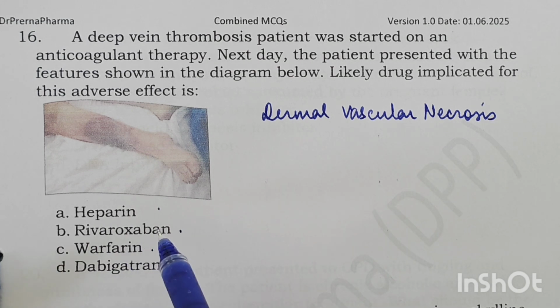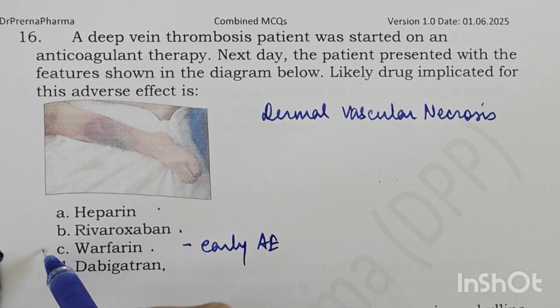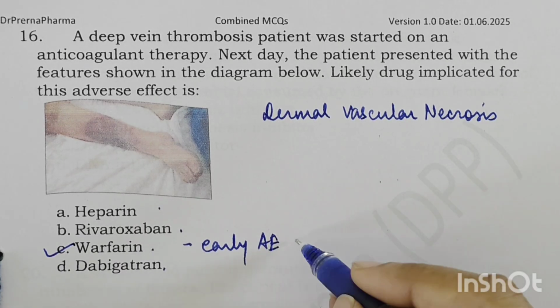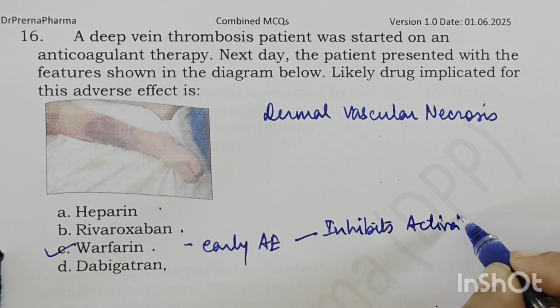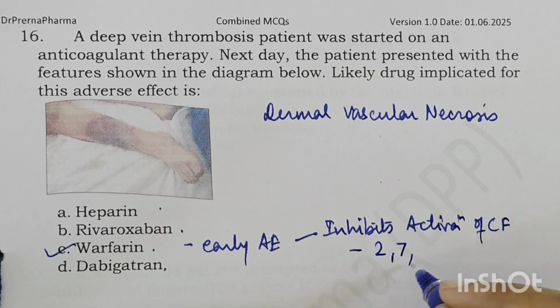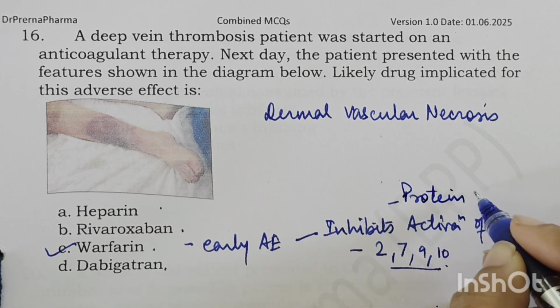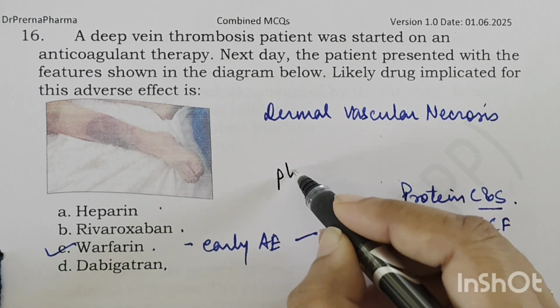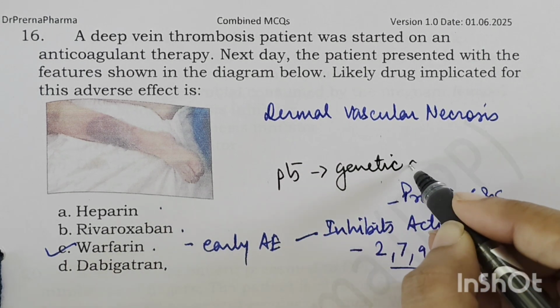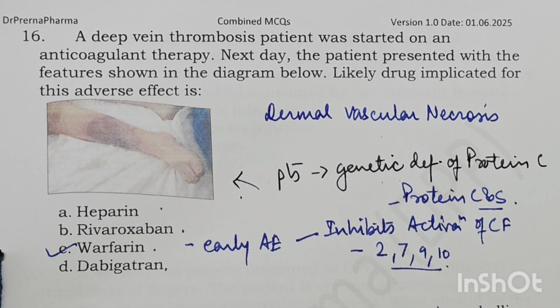Now this dermal necrosis syndrome or purple toe syndrome is an early adverse effect of warfarin. It occurs within a few days of starting the warfarin therapy, and it occurs because warfarin inhibits the activation of clotting factors, and which clotting factors are affected? 2, 7, 9 and 10, as well as anti-clotting factors, that is protein C and S, right? Now patients who have a genetic deficiency of protein C may develop a hypercoagulable state and result in dermal necrosis. So patients having a genetic deficiency of protein C are the ones which show this kind of adverse effect.